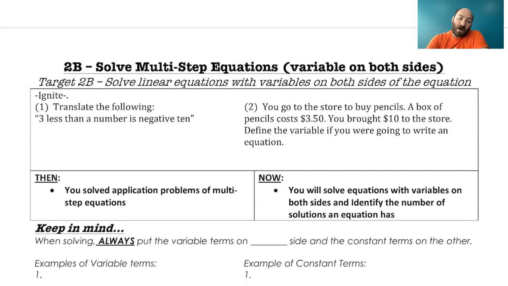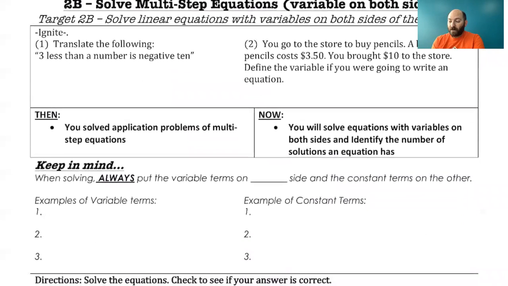Today we're talking about 2B, solving multi-step equations, but we're also going to be putting variables on both sides now. Before, when we did our multi-step equations, variables were on just one side of the equation. Today we're going to have both sides. A quick reminder: we have done multi-step problems, but only on one side. Sometimes we combine x's together or y's or whatever, and then solve from there. Now we're going to have variables on both sides.